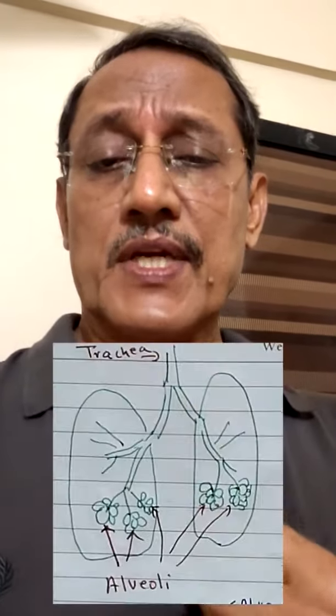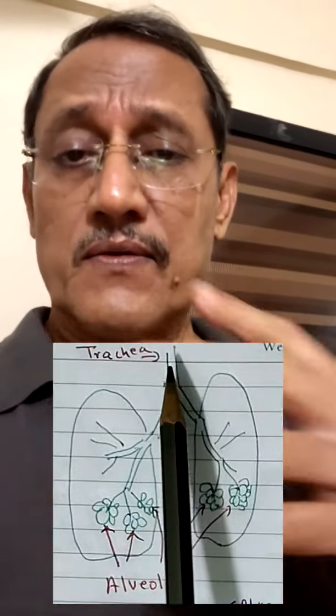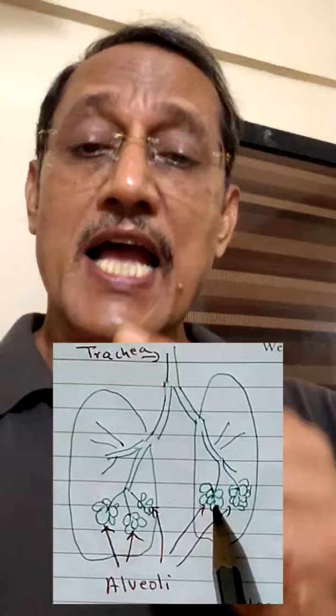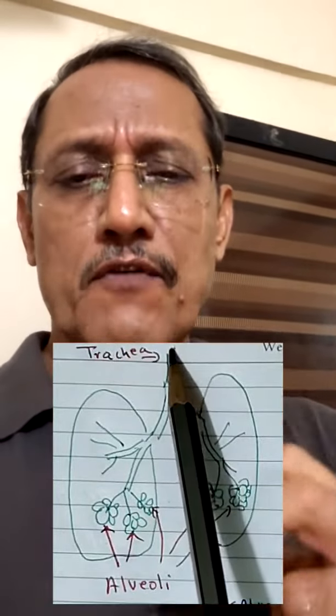Now let's understand the process. Inlet and outlet of the process. Air passes in through the nostrils and then through the trachea. The trachea bifurcates into two lungs, right? Both the lungs, and these trachea end into air sacs known as alveoli. Alright, there are lots of such alveoli, air sacs.